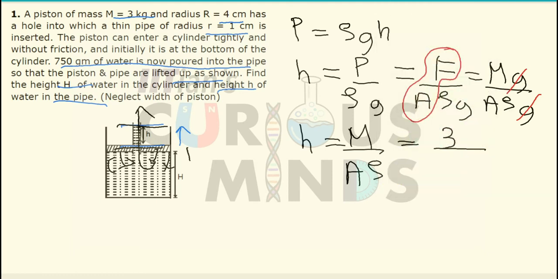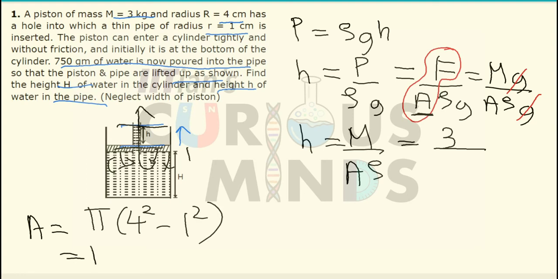The area, I have already marked it in red, will be the area of the piston, or the area on which the pressure is developed. So this area will be equal to the area of the entire piston minus this pipe, which is pi into 4 the whole square minus 1 square. So basically it will be equal to 15 pi into 10 raised to minus 4.